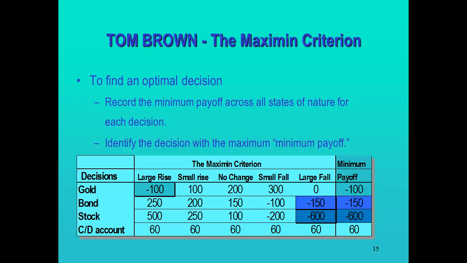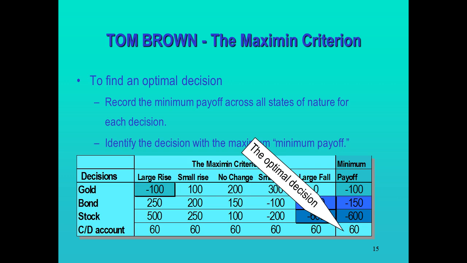The maximin says take the maximum of all the minimums. Based on the maximin criteria, which of these would I choose? I would go with the CD. It's the maximum of all the minimums, right? I'm locking in that $60.